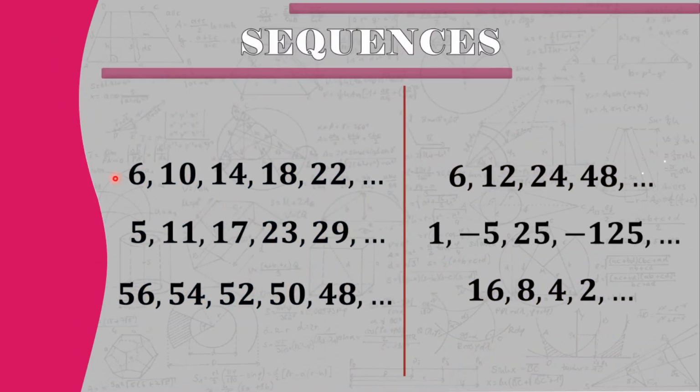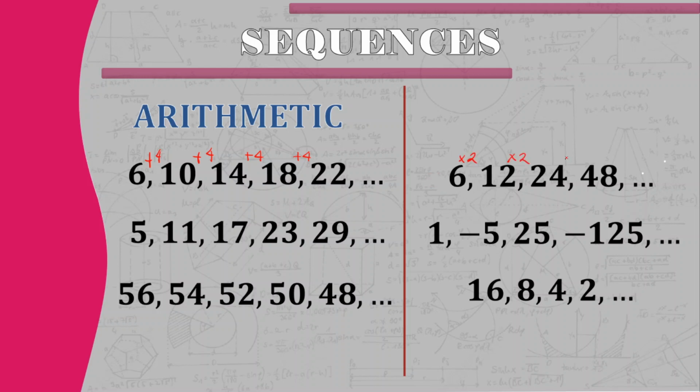Let's focus on the first column. In this example, how can we get the next term? In order to get the next term, we need to add 4 to the preceding term. That's why this is considered as arithmetic sequence. On the other hand, how can we get the next term? In order to get the next term, we need to multiply 2 to the preceding term. And this is an example of geometric sequence. Let's discuss further about arithmetic and geometric sequence.